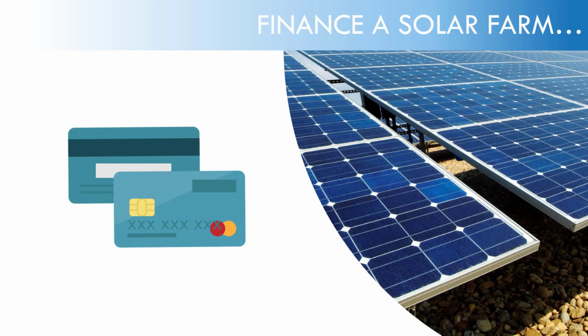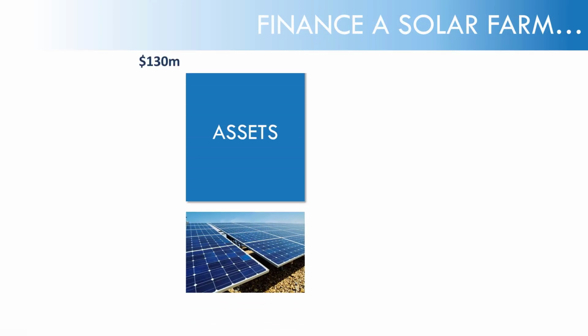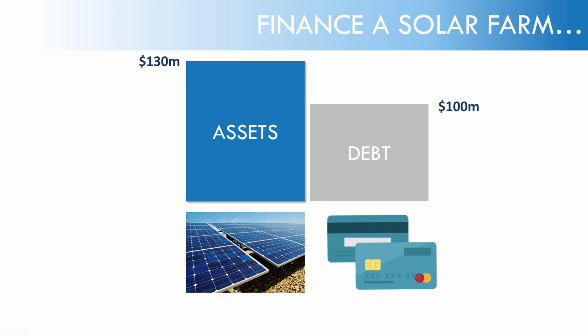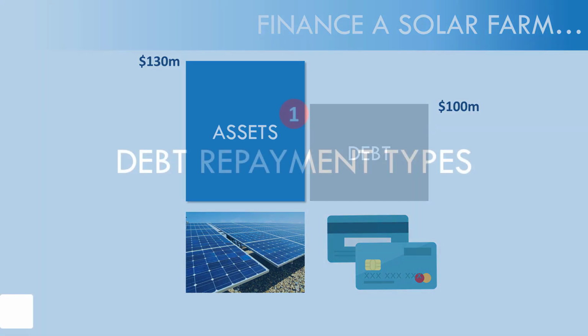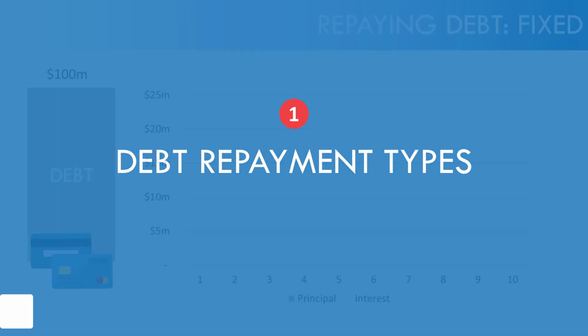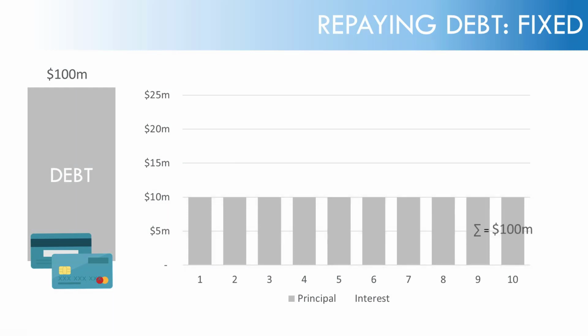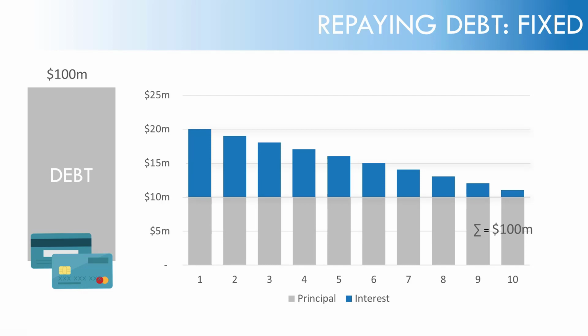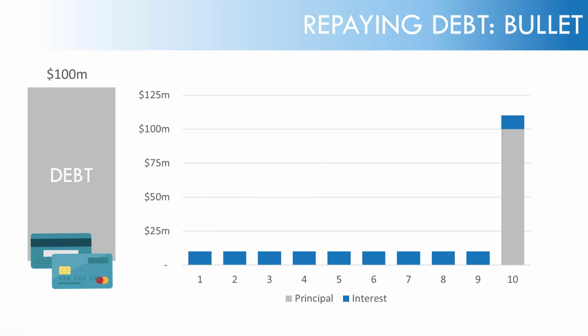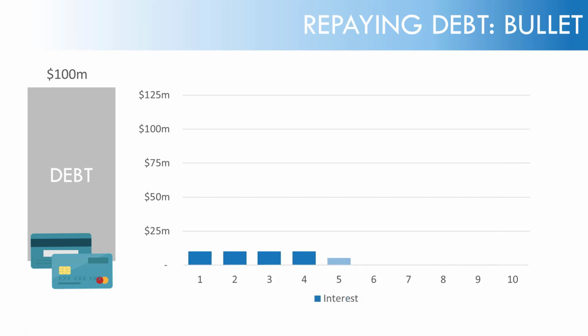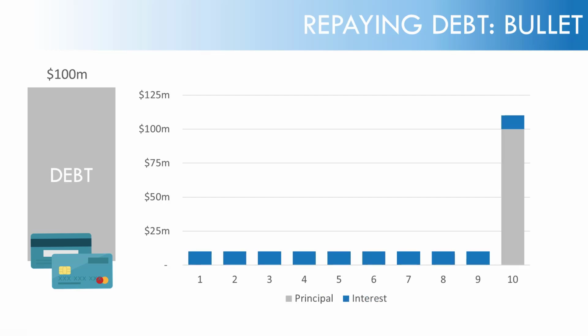First, let's put this in context. Let's say you own a solar farm worth $130 million. You've taken on debt of $100 million and you need to repay it. You could repay by fixed principal installments. If you have fixed principal payments, your interest payments will decrease over time. You could repay by a bullet-style repayment, making interest payments over time and a lump sum repayment at the end.